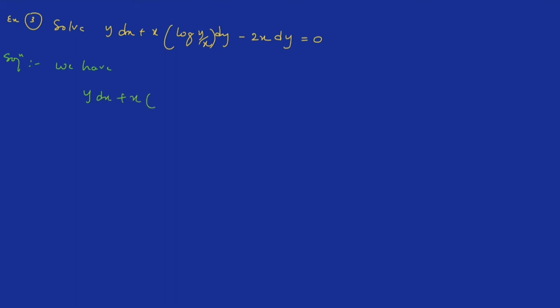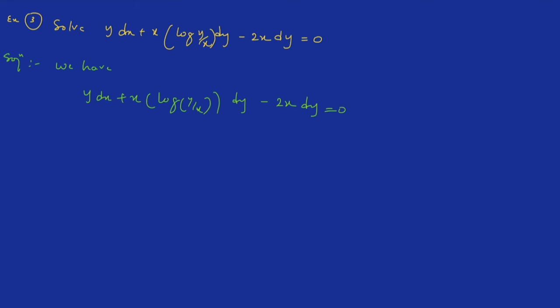Example 3. Solve y dx plus x log(y/x) dy minus 2x dy equals 0. Solution: we have y dx plus x log(y/x) dy minus 2x dy equals 0.